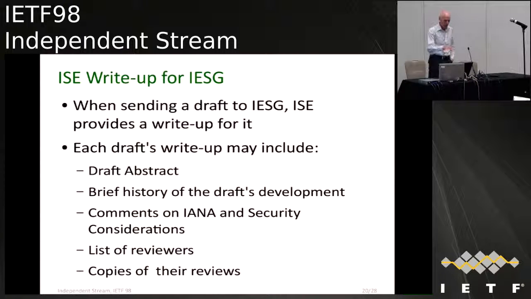So I've reached the point now of writing things up for them. I give them the abstract, a brief history of where the draft came from, and how it was developed. Comments, if any are needed, on what the IANA considerations or security considerations might be, a list of the reviewers, and copies of their reviews, usually. Now that's because 4846 says that reviews will be published. So that's part of the IETF community, that everything is done in public. For this independent stream, there doesn't have to be consensus, but the reviews are published, usually with the reviewers' names.